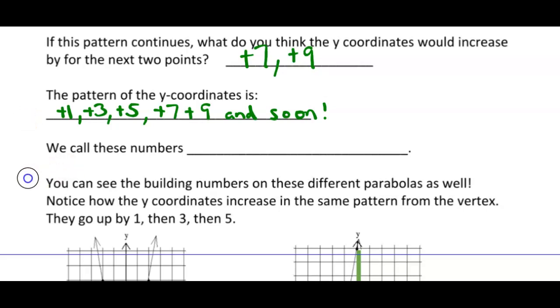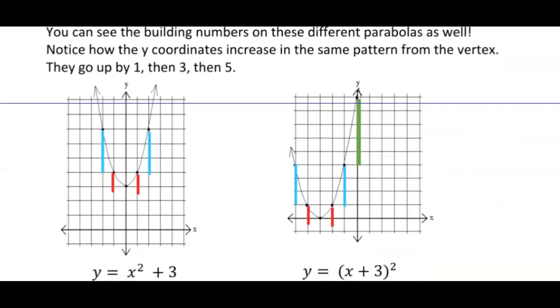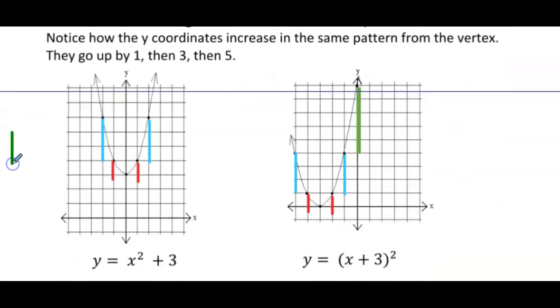So my pattern, every single time I am graphing a parabola, is I'm going to go over 1 to the left, up 1; 1 to the left, up 3; 1 to the left, up 5; 1 to the left, up 7; 1 to the left, up 9, and so on. I'm going to just be counting by odd numbers as I'm going. These are called our building numbers, and it's important that we can identify them so that we have the pattern correct as we're graphing, because we're going to start with our vertex and then follow our building numbers to be able to graph. So let's look at that one more time.